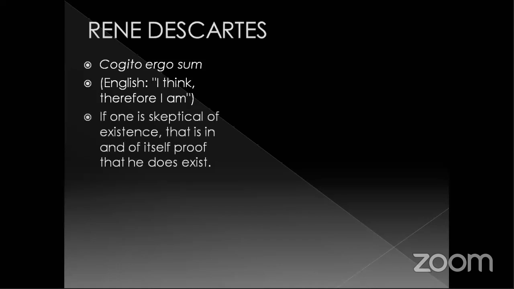So, cogito ergo sum was the three words by Rene Descartes. It means, I think, therefore I am. The only existence of myself is in my thinking. If I can't think, I don't exist. If one is skeptical of existence, that is in and of itself proof that he does exist. Even if I am skeptical about my existence, that's the proof that the person has existed.